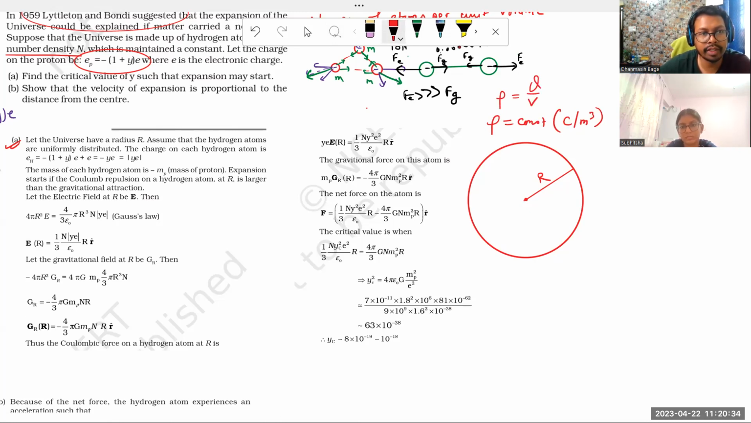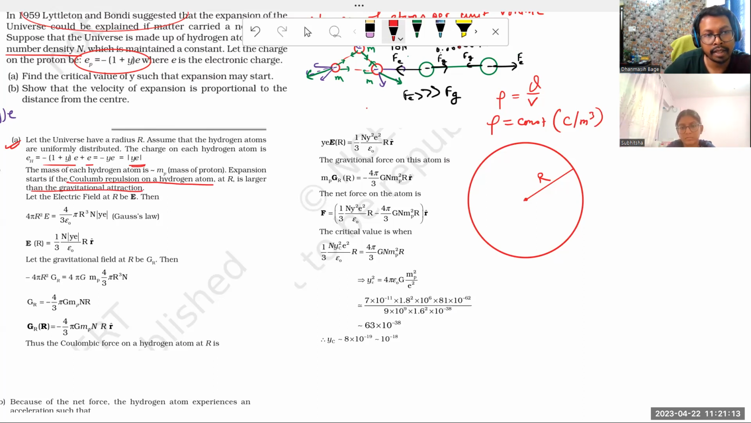Assume that the hydrogen atoms are uniformly distributed. The charge on each hydrogen atom is e_H equal to negative charge of proton plus positive charge of electron. So net charge is equal to minus Ye. So the magnitude is simply Ye, the net charge on the hydrogen atom. Ye is the magnitude of the charge. The mass of each hydrogen atom is m_p. Expansion starts if the Coulombic repulsion on a hydrogen atom at R is larger than the gravitational attraction. That's what I was talking about, right?